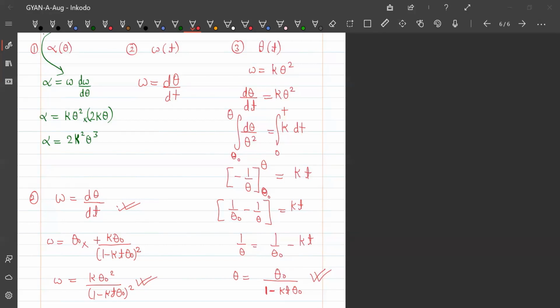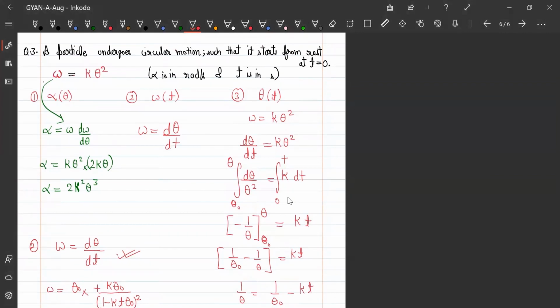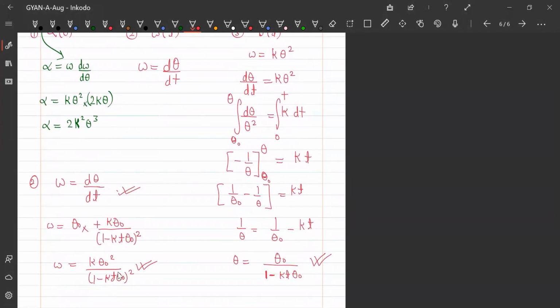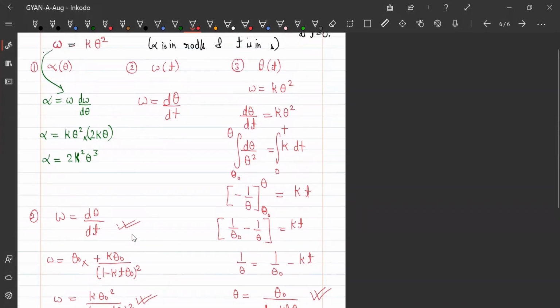So this is how, if omega is given as a function of theta, you can find alpha as a function of theta and the other quantities as a function of time. If you differentiate once more, alpha as a function of time t will also come. Any questions up to here?